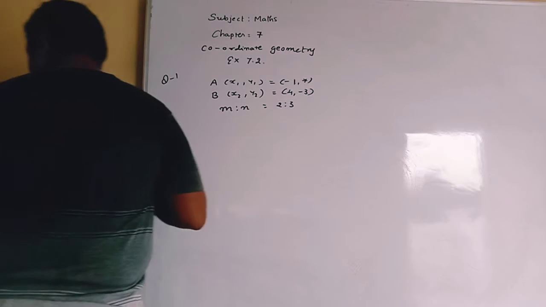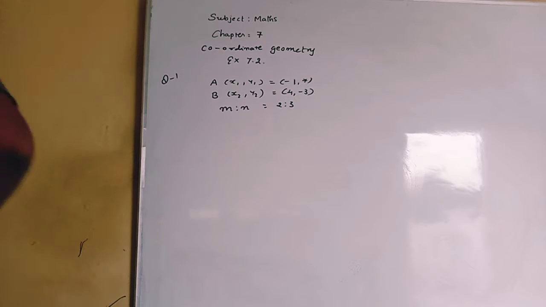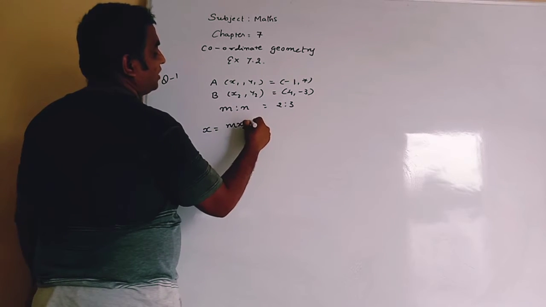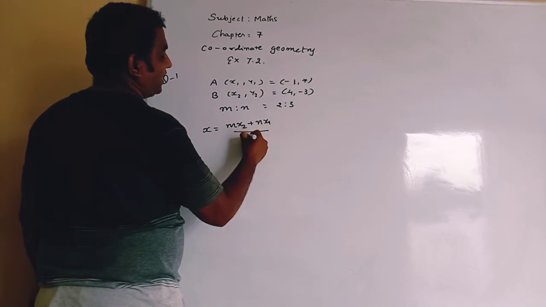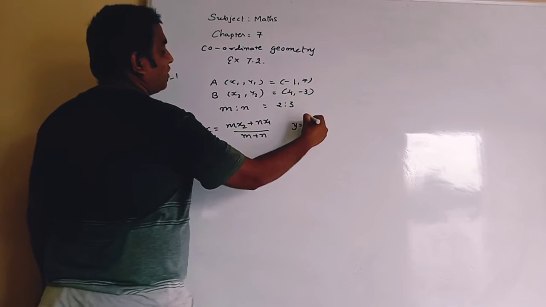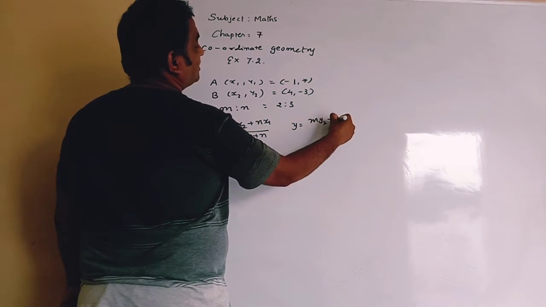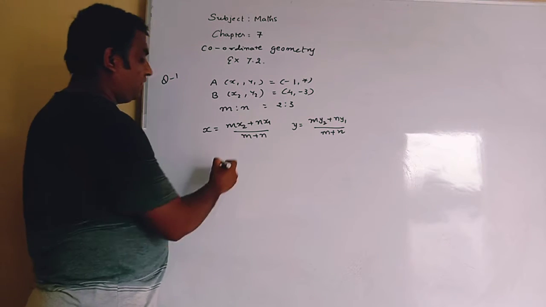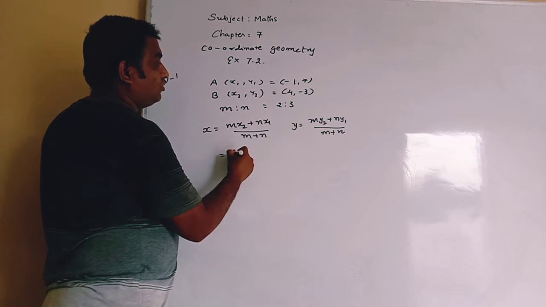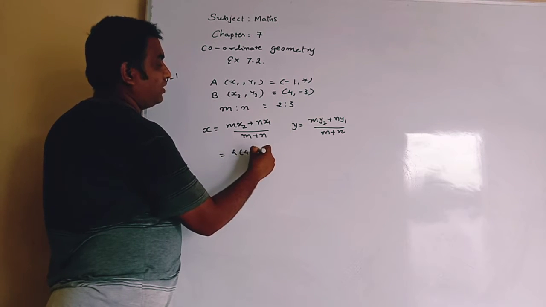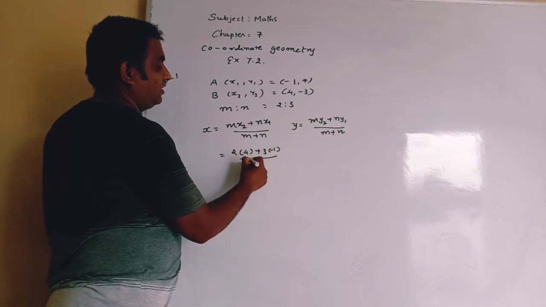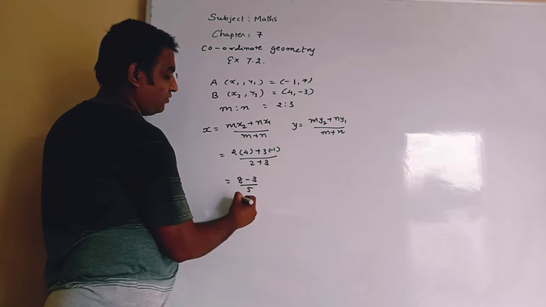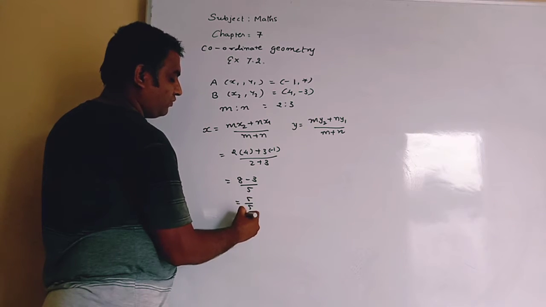So for the coordinates of the division point, we have x coordinate formula (mx2 plus nx1) by (m plus n), and y coordinate formula (my2 plus ny1) by (m plus n). So here we substitute the values. M means 2 into x2 means 4, plus 3 into -1, by 2 plus 3. So 8 minus 3 by 5, that is 5 by 5, 1.